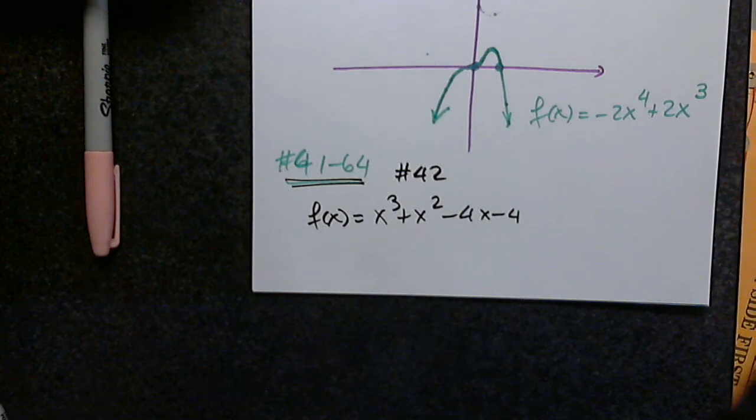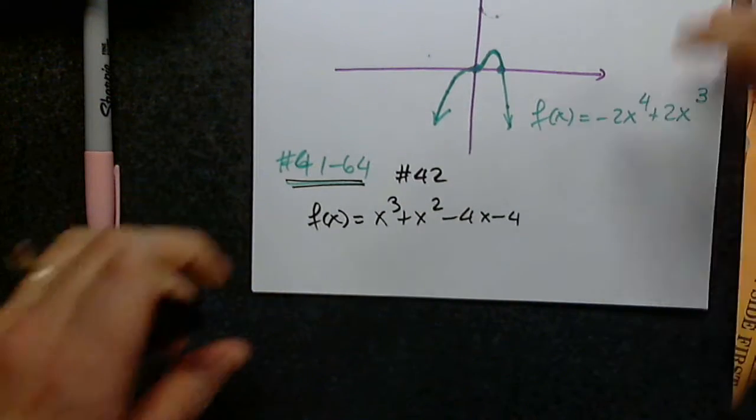What degree is this? How many maximum possible number of turns? 2. What is the end behavior? Remember, what do we compare it with? We compare it with a linear function because it's odd degree. Is it this or is it this? The first one. Very good.